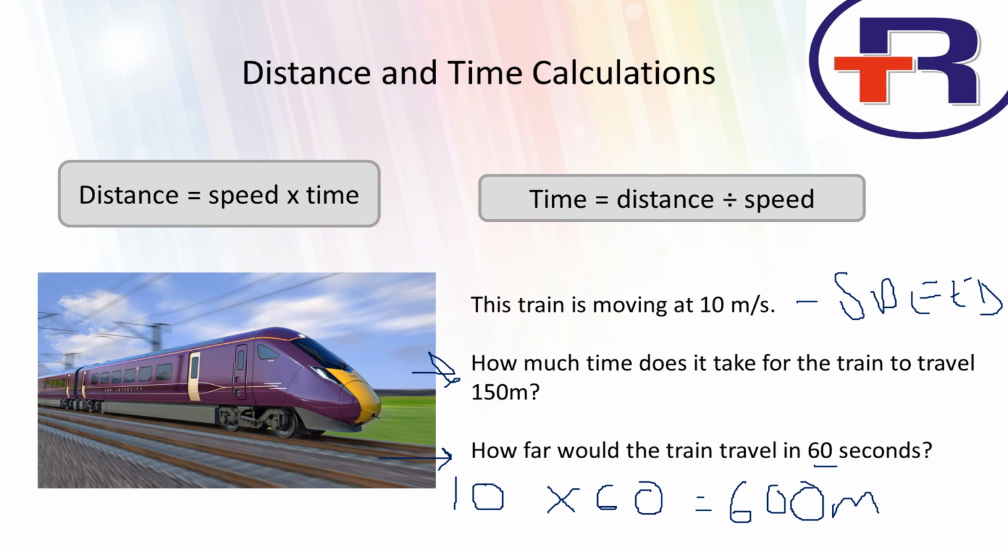This question here is the time question. How much time does it take for the train to travel 150 meters? So for time we need the distance, which is 150, and we're going to divide that by the speed, and the speed is 10. 150 divided by 10 is 15. Because we're talking about time, the answer to that would be seconds.